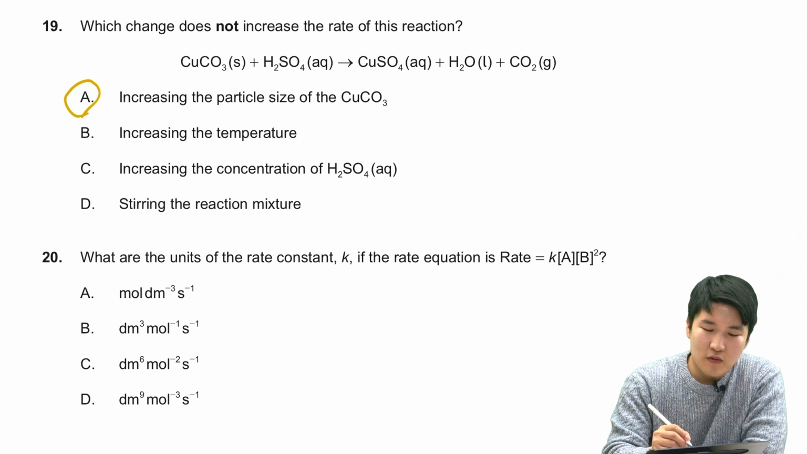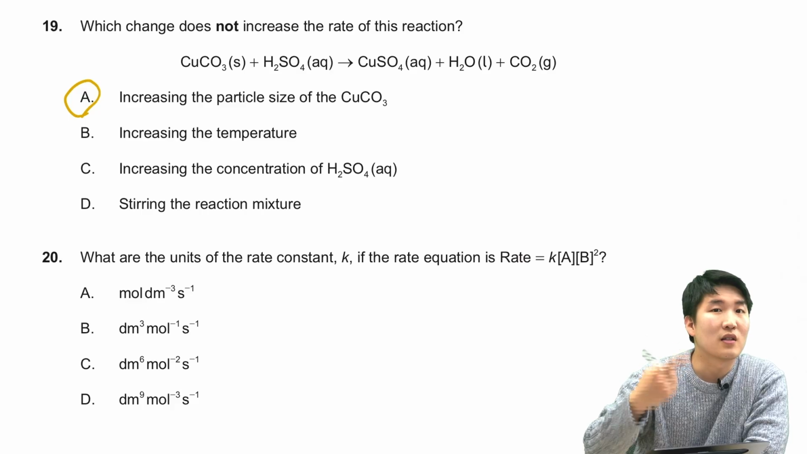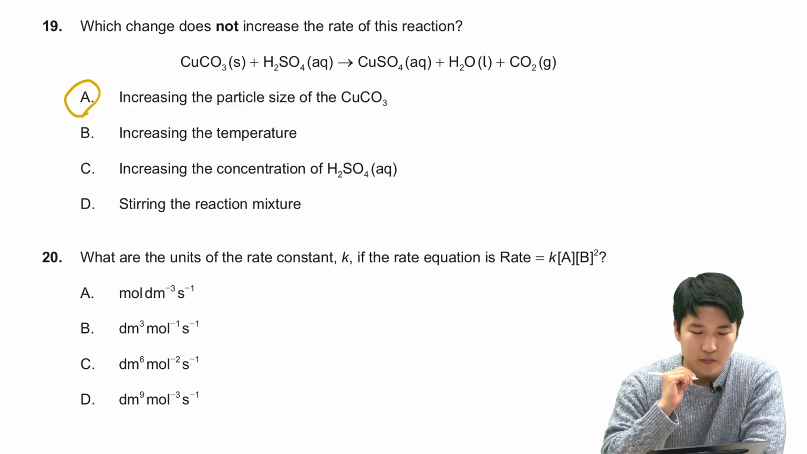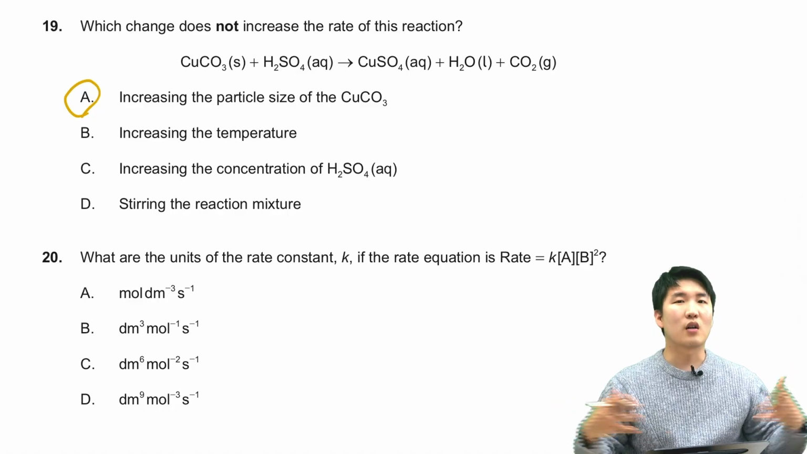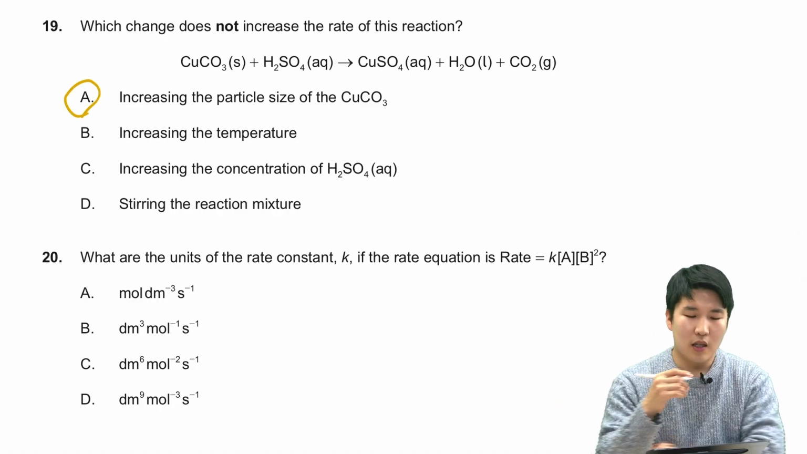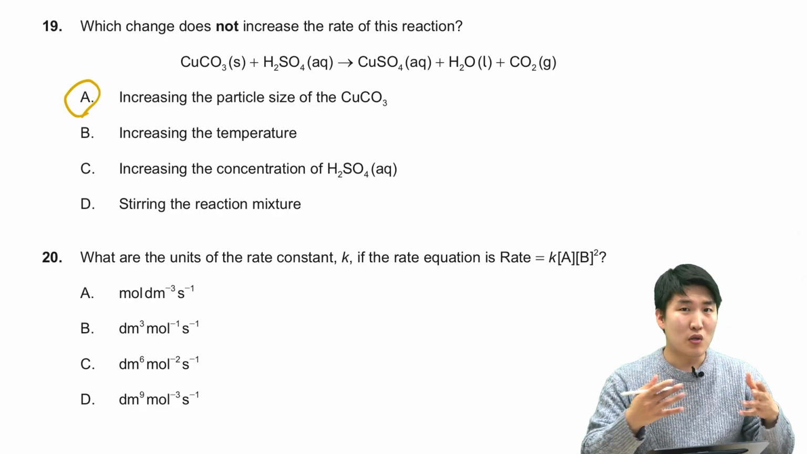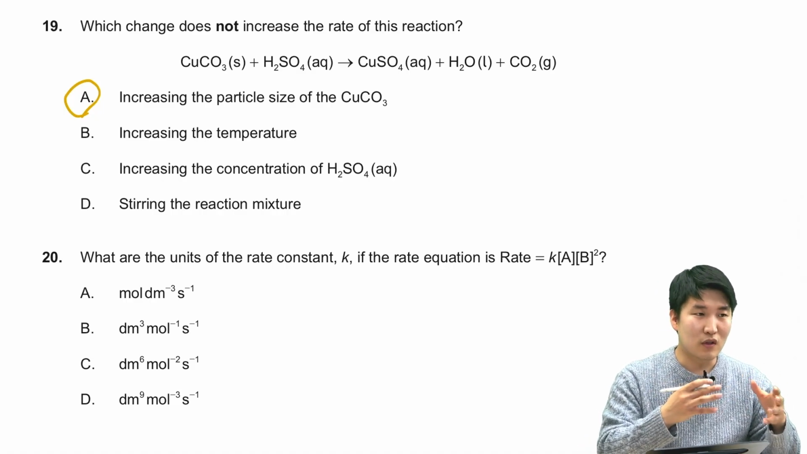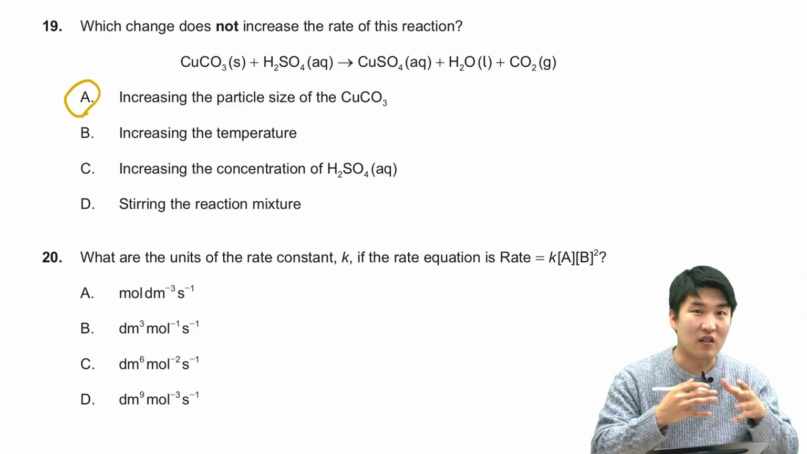Increasing concentration of the reactant sulfuric acid will increase the collision frequency. Stirring the reaction mixture is a bit like increasing the concentration because we are increasing the collision frequency, by increasing the exposure of the two reactant molecules to each other.